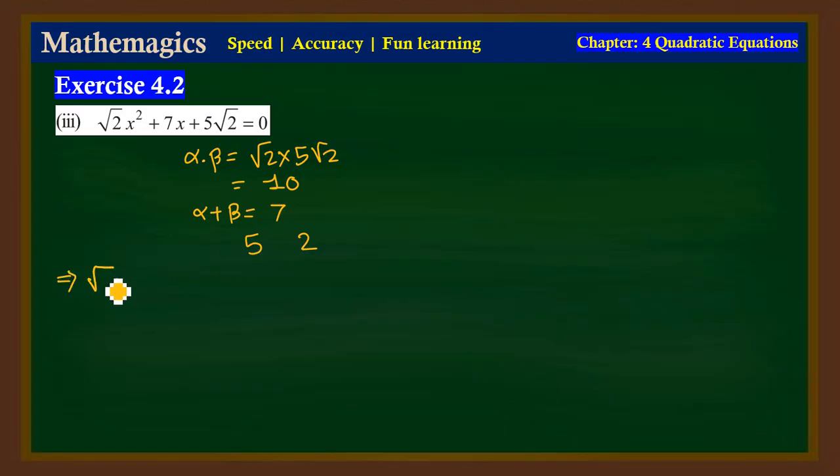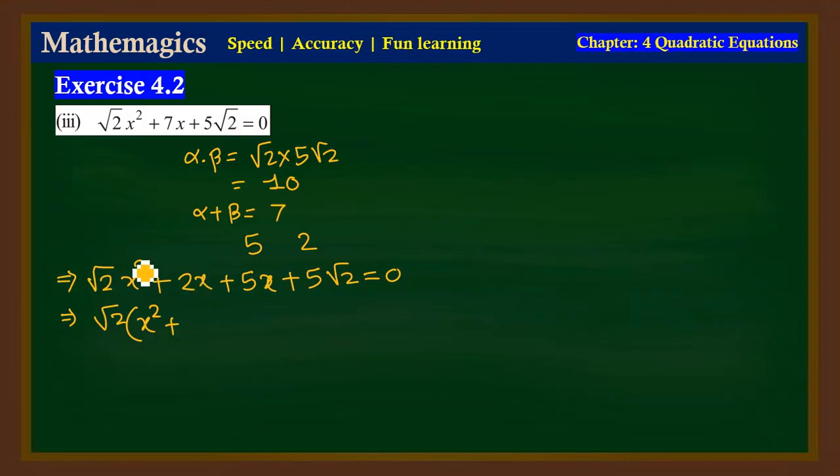So the equation is going to be root 2 x square. I'm taking 2 first, so that becomes 2x. Then I'm taking 5, so that becomes 5x plus 5 root 2 is equal to 0. Finally, here I will take common root 2. So it becomes x square. Dear friends, this 2 can be written as root 2 into root 2, as we know from the earlier classes. So from 2, if I have taken root 2, then the remaining part becomes root 2, so it becomes root 2 x.